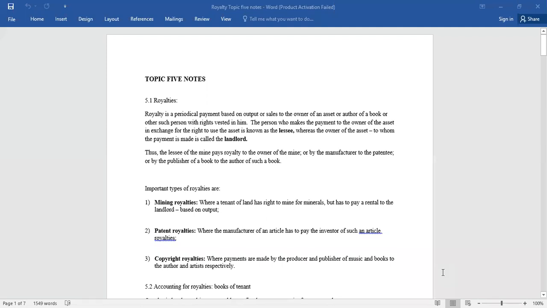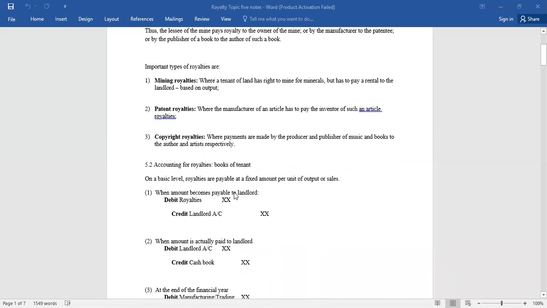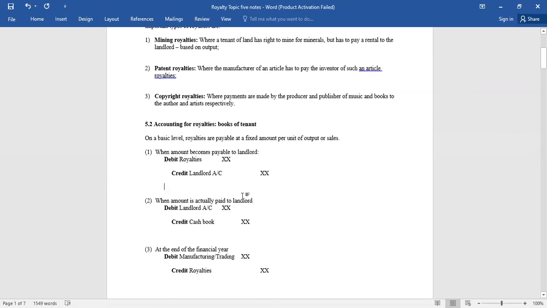So we have two sets of books. You'll have the tenant's book of the person who is now using the asset, and you'll have the landlord's books. And of these books, majorly we cover 3 of them: the royalties account, the landlord's account, and the manufacturing or the trading account, depending on the nature of the lease. And these are the accounting entries.